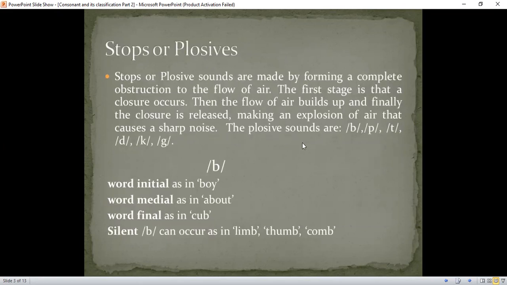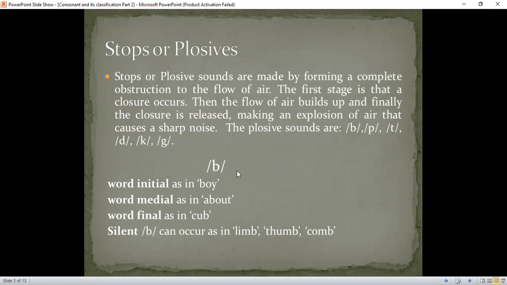Stops or plosive sounds are made by forming a complete obstruction to the flow of air. The first stage is that a closure occurs. Then the flow of air builds up and finally the closure is released, making an explosion of air that causes a sharp noise. The plosive sounds are b, p, t, d, k, g. Here are some examples of all the sounds.